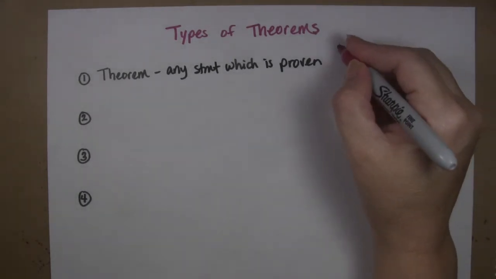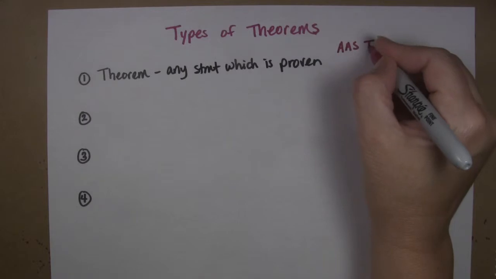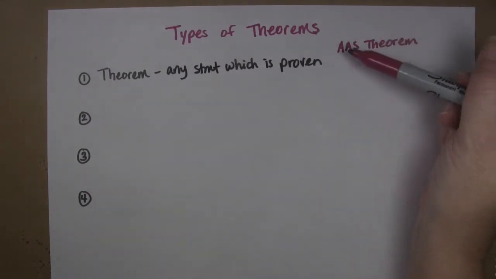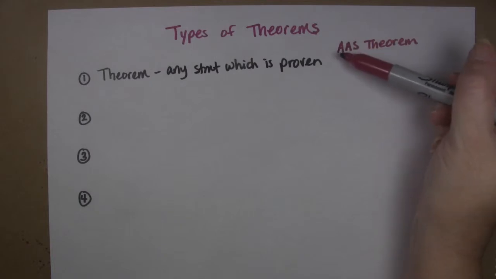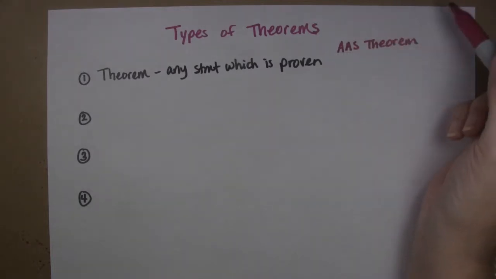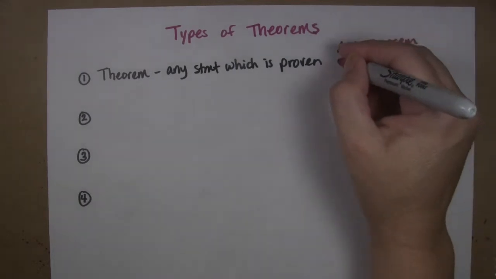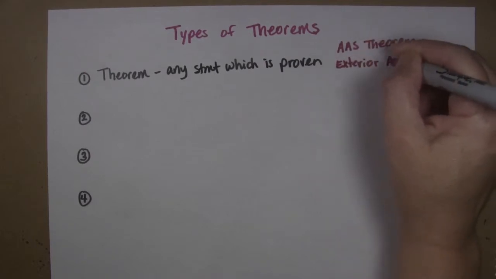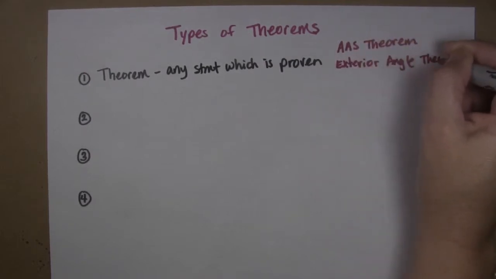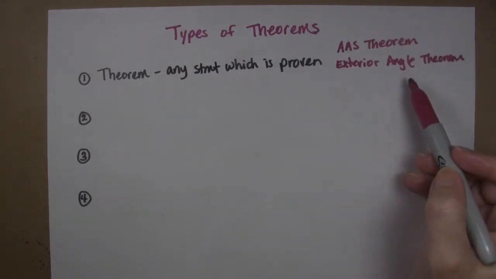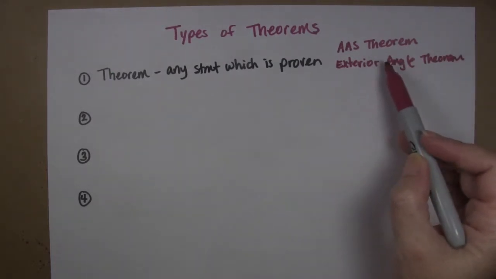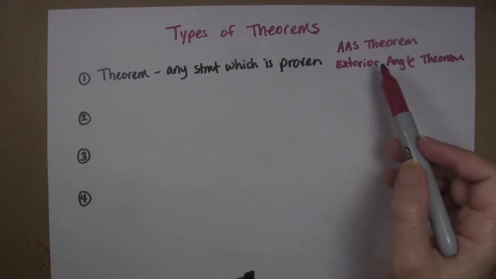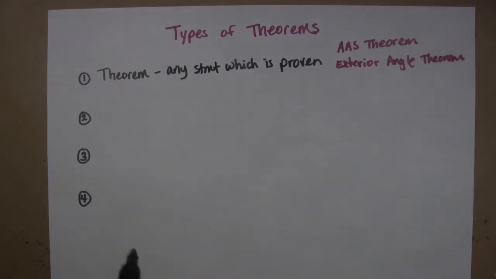So we have a lot of different theorems. We have the AAS Theorem, which says that you can make 2 triangles congruent if the corresponding angle sides are congruent. So that's one theorem. Another theorem we have is the exterior angle theorem, both the strong form and the weak form. These are statements which we have proven to be true in the past, and we rely on them again and again because they come up in so many different proofs.